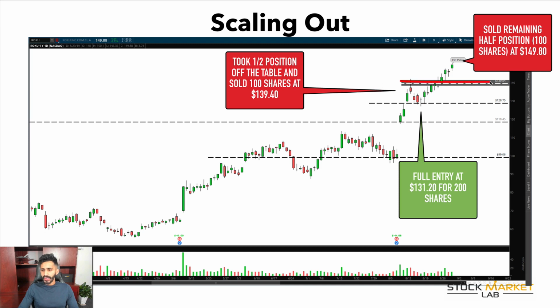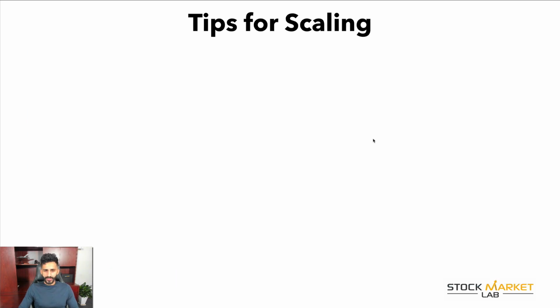If the stock breaks 139, breaks 140, you can always buy for a little higher price where you have a higher confirmation, where you already locked in profits, where you have reduced your risk. So that's the whole idea of scaling out. That's the whole idea of scaling in, right? So now let me talk about some tips and then I'll show you one more example.